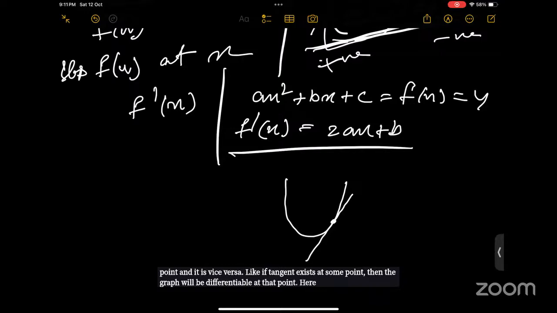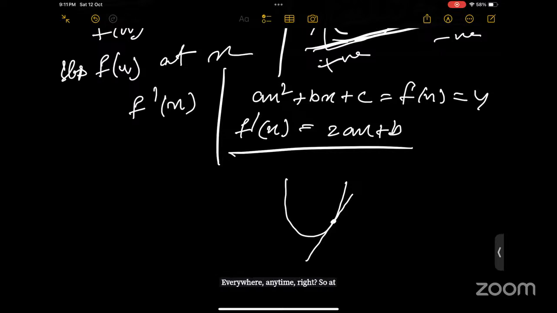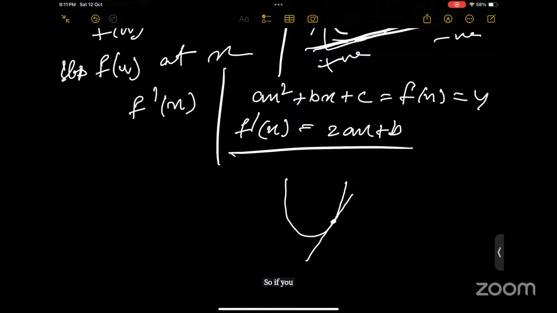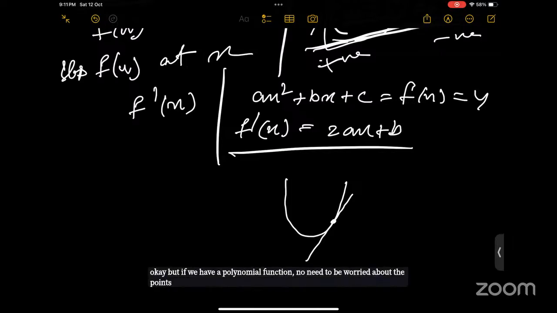Here, because we have a polynomial function, all polynomial functions are differentiable everywhere, all over the real line. So at any point, the slope of the function will exist if you have a polynomial function. If you have a non-polynomial function, then we can compute the slope only at the points of differentiability. But if we have a polynomial function, there is no need to worry about the points, because at any point we can compute the slope.